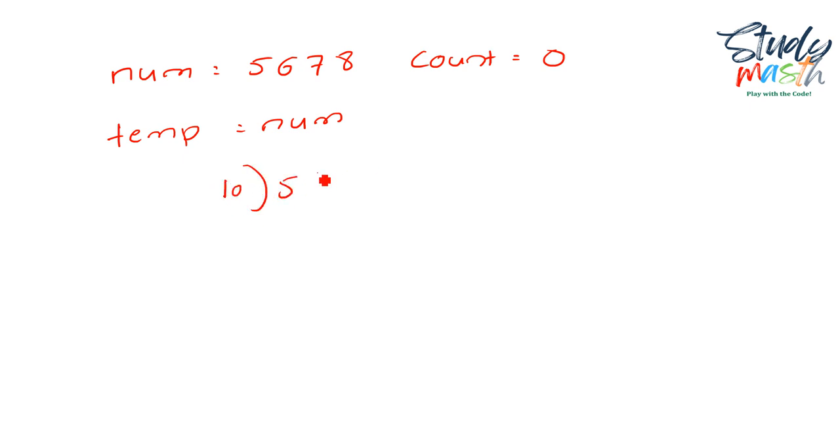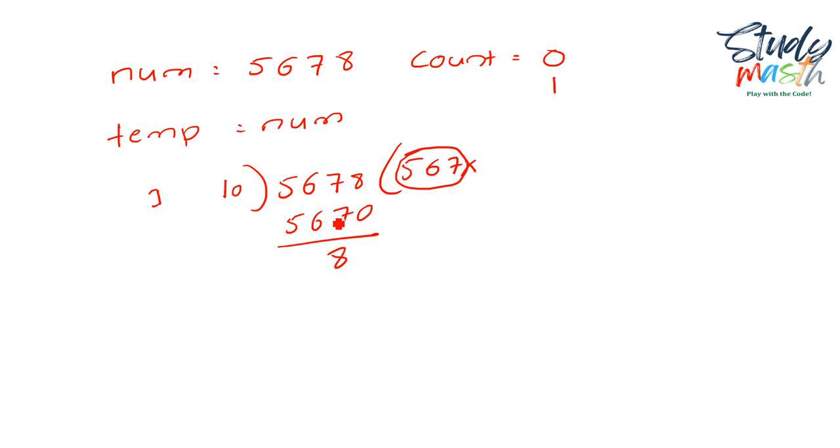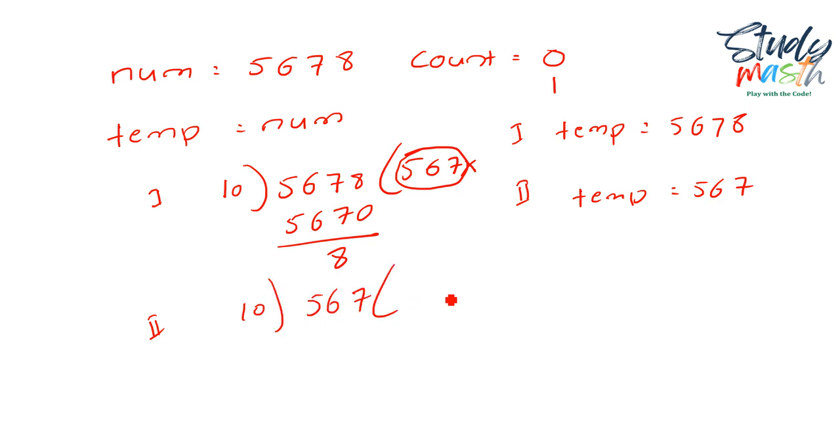In the first iteration, temp is 5, 6, 7, 8. After the first iteration, what is going to happen? 8 is gone and my count is increased by 1. Now what is my updated num value, now that 8 is removed? My updated value is 567. So in the first iteration my temp value is 5678, and in the second iteration the temp value is 567.